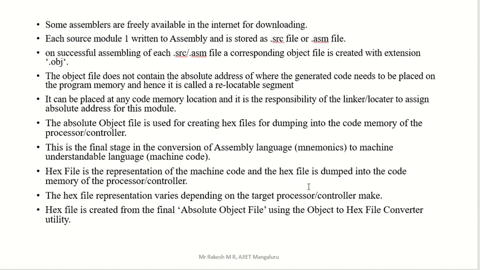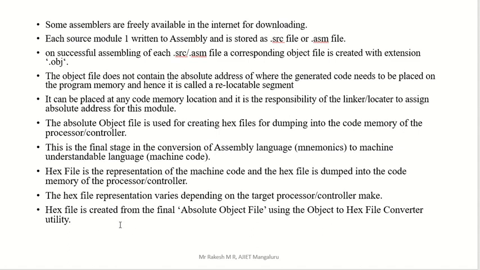Machine code in the hex file is dumped into the code memory of the processor or controller. You are dumping into that. Hex file representation varies depending on the target processor or controller make. Depending on the processor, the hex file representation is different. The hex file is created from the final absolute file using an object hex file converter utility. That means we are using some tool.